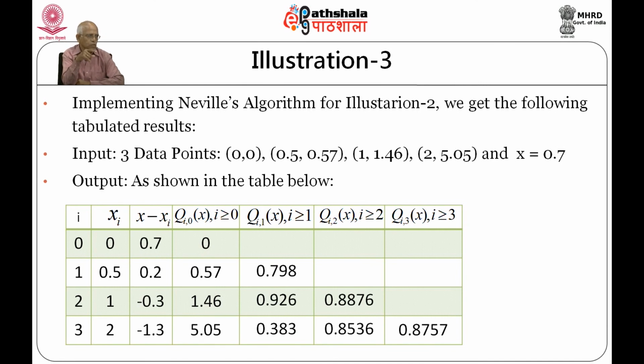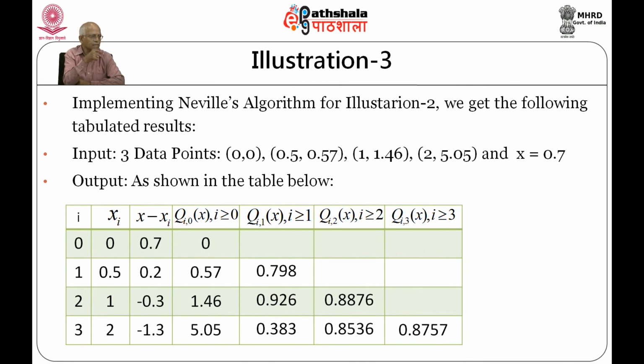So, first node is 0, second node is 0.5, third node is 1 and last node is 2. Then we are taking x minus xi, because we want those factors to be multiplied in the formula, and therefore I am considering the x minus xi factor. Since x is 0.7, I am writing the value of x there. So, 0.7 minus 0 is 0.7, 0.7 minus 0.5 is 0.2, 0.7 minus 1 is minus 0.3 and 0.7 minus 2 is minus 1.3. So, that is how the second column gives me the values.